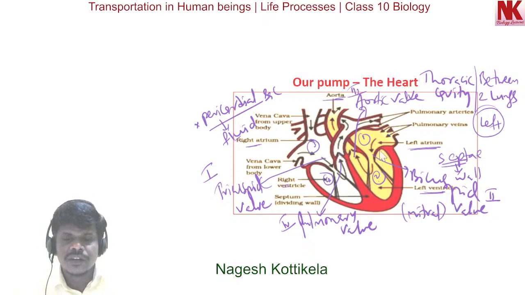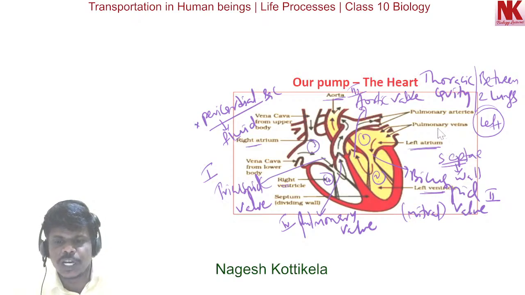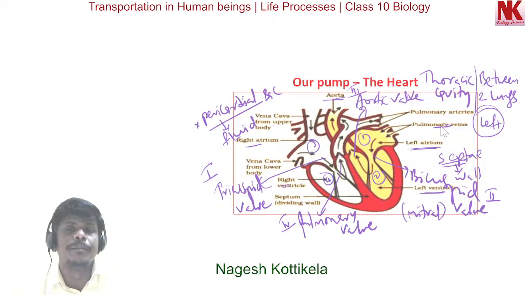And here you can see the pulmonary arteries. They are carrying blood towards lungs. Pulmonary veins bring blood from the lungs. And here you will find vena cava. It carries deoxygenated blood from upper parts of the body to this right atrium, and here you can see inferior vena cava. It brings deoxygenated blood from lower parts of the body to right atrium. So this is about the structure of human heart. It is our pump. It pumps blood to different parts in the body.